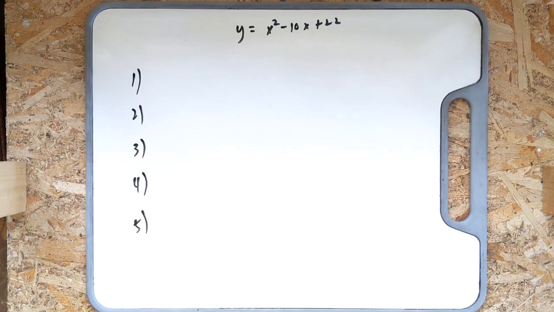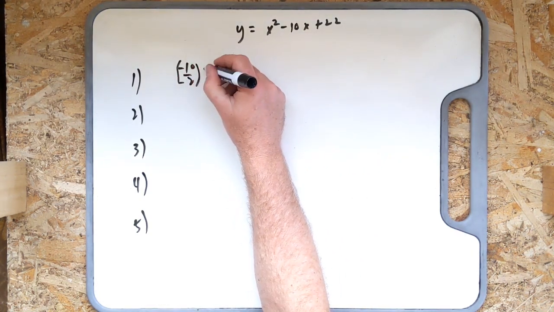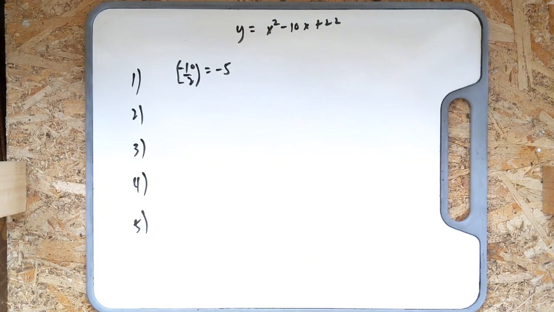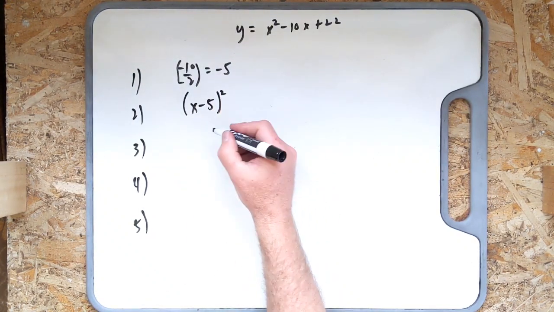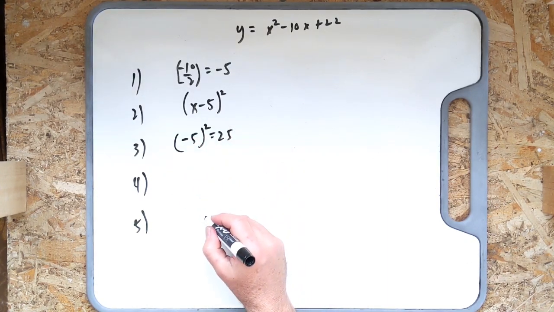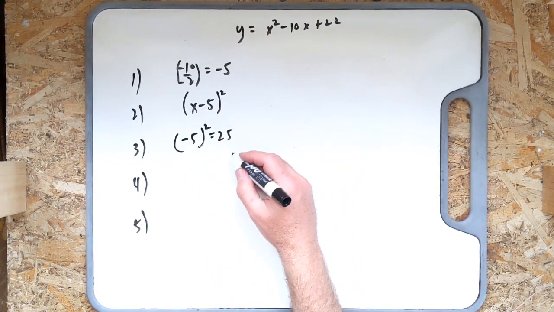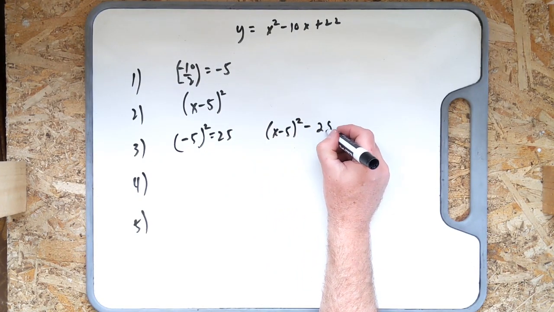Okay, if you're back, all you do is you take that negative 10 again, divide by 2, that gives you negative 5. Write it as x minus 5 squared. Take that negative 5 as well and square it, which is 25, and subtract it from there. X minus 5 squared minus 25.